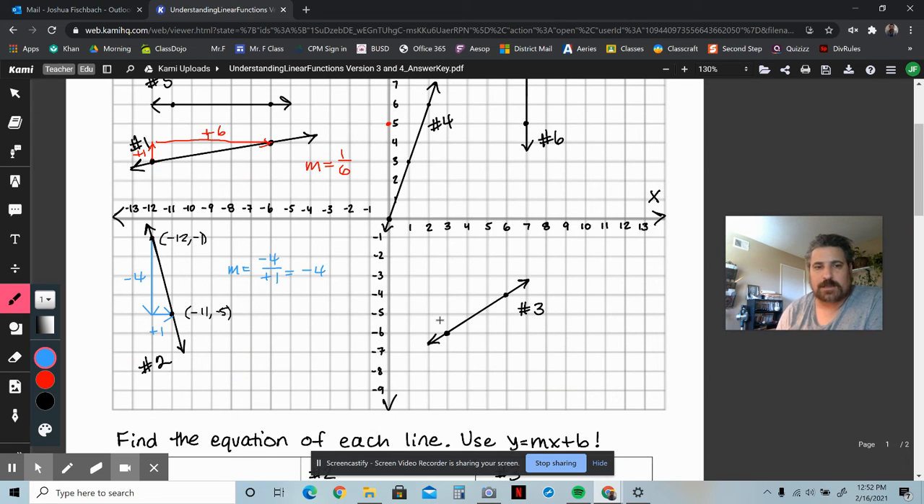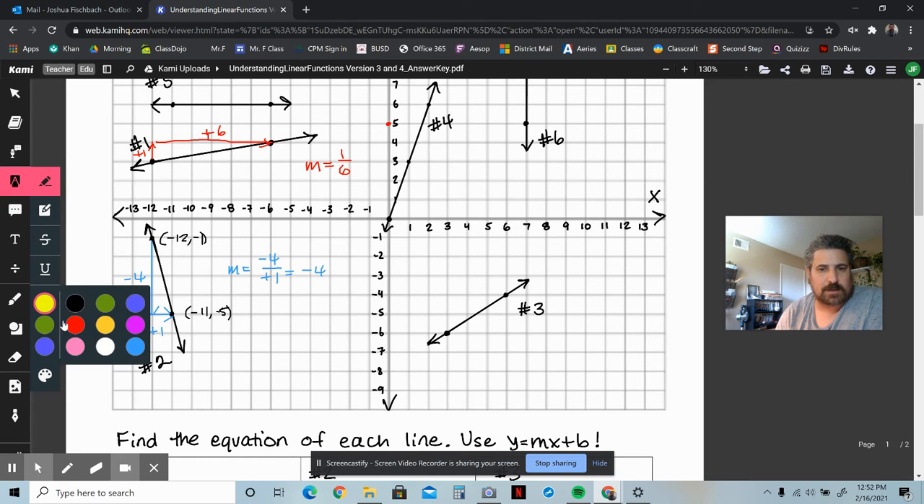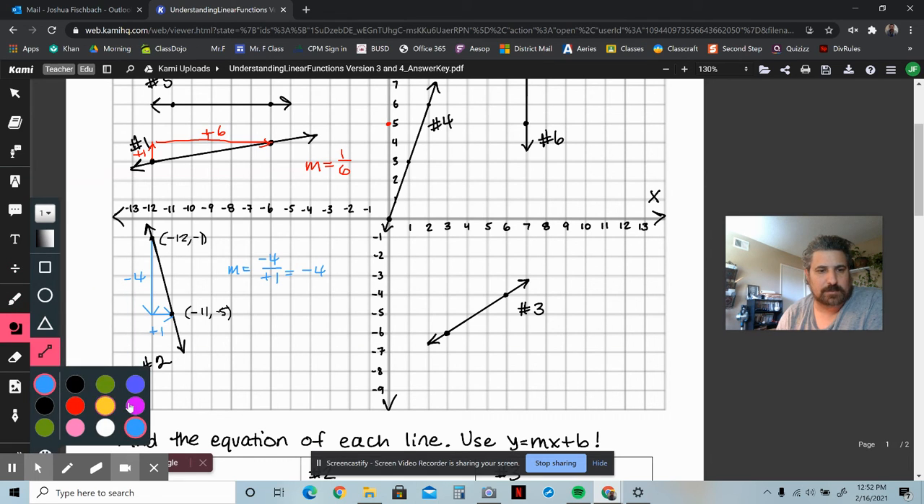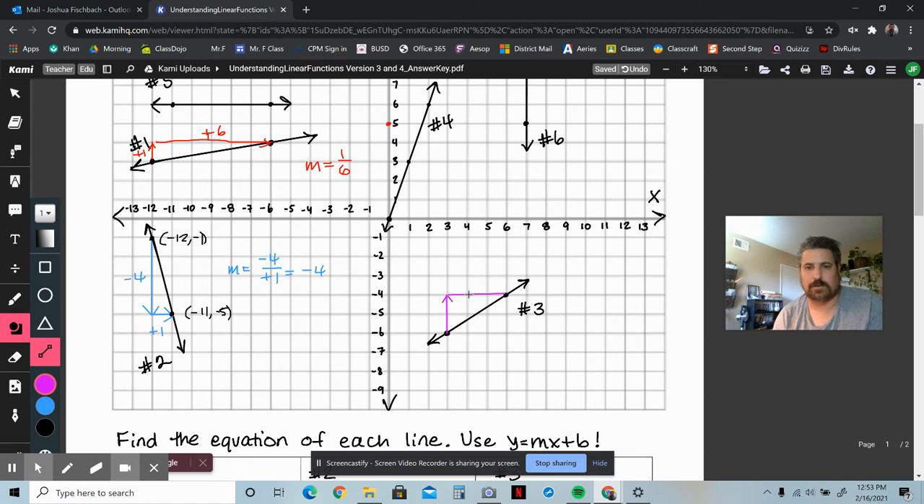All right, let's look at number 3. Line number 3 is going to be a positive slope, so it's going up from left to right. Looks like it's not too steep, so I'd still say between 0 and 1 in absolute value. Let's do this one in purple. Our change in y is up 2. Our change in x is to the right 3. So we've got a slope of positive 2 over positive 3. And so we know our slope in this case happens to be 2/3.